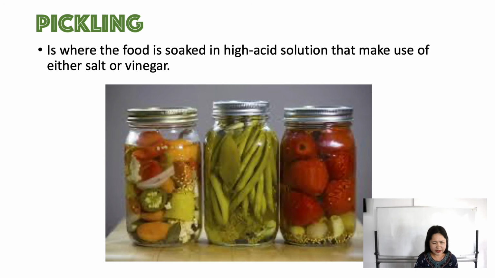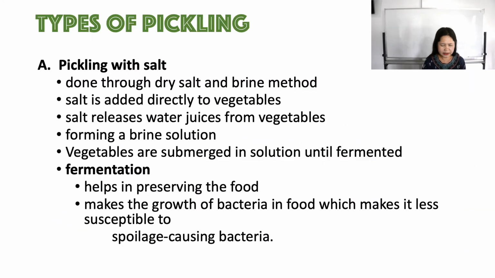The next is number 2, pickling. It is where the food is soaked in a high acid solution that makes use of either salt or vinegar. It is soaked with salt or vinegar like papaya, mustard leaves, or any foods that may be preserved. Next, types of pickling.